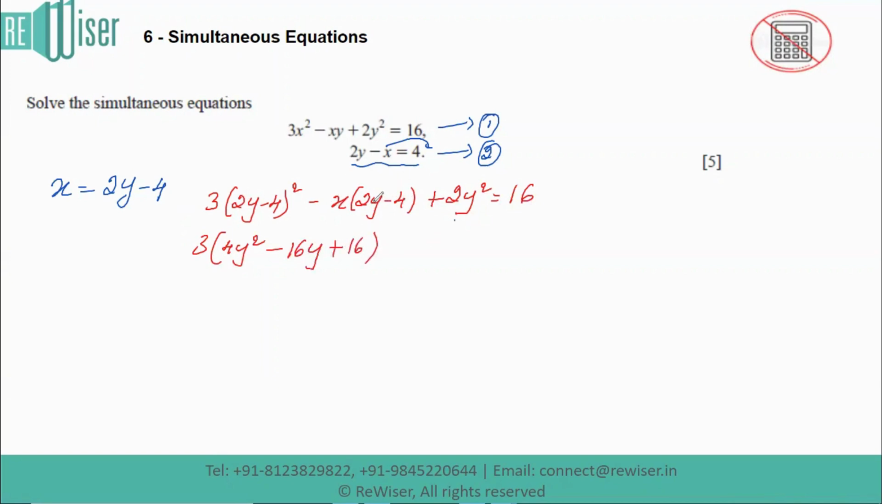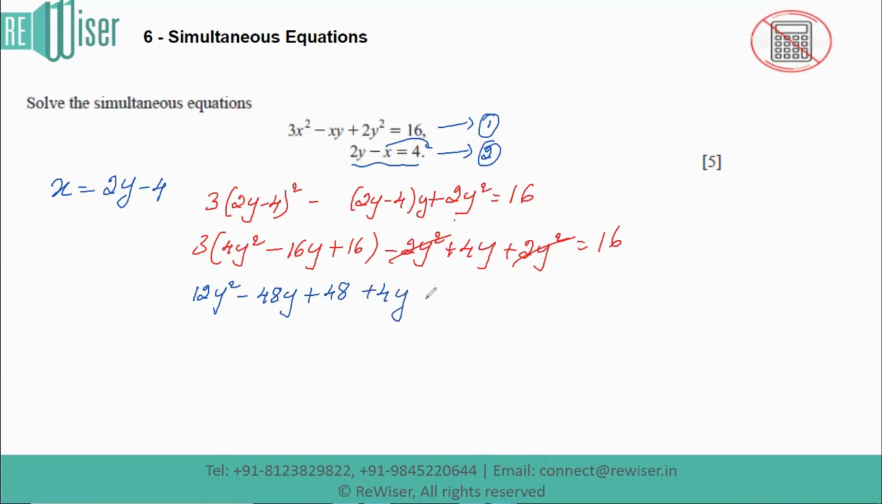And again here, we are replacing x with 2y minus 4. So in that case, it has to be 2y minus 4 times y. When you expand this, it's going to be minus 2y square, then positive 4y, and plus 2y square equals 16. So minus 2y square plus 2y square get cancelled out. When I multiply with 3, it's going to be 12y square minus 48y plus 48, then plus 4y.